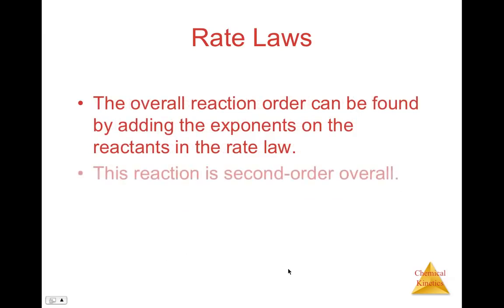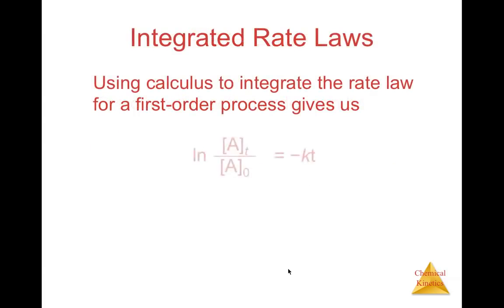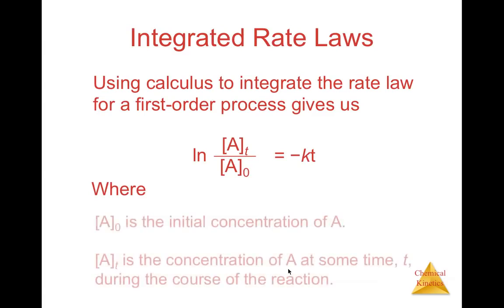The overall reaction order can be found by adding the exponents of the reactants in the rate law. This reaction is second order overall because it's 1 plus 1. We're now going to take these rate laws, or rate expressions, where rate is equal to some constant K times the concentration of something to some power, and we're going to perform some calculus on them. You don't have to know the calculus, you just have to know the resultant equations.